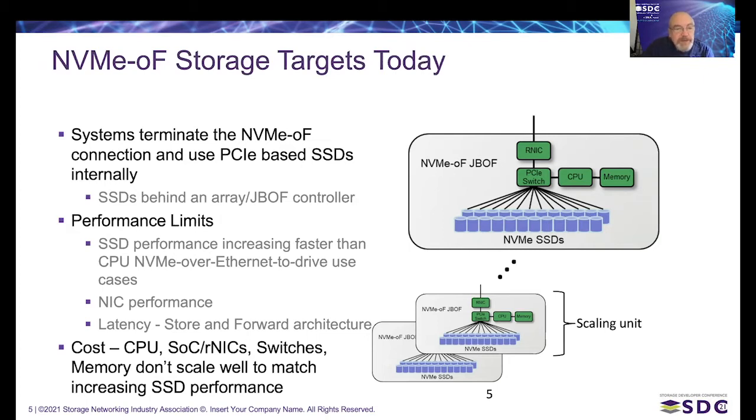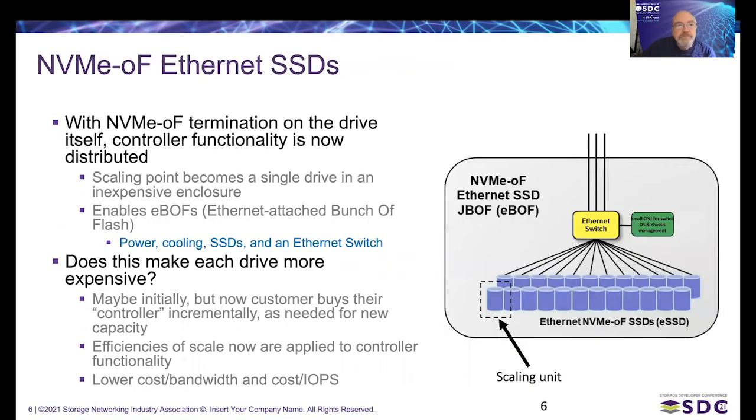So there's a cost: a CPU, there's RNICs, there's switches, and the memory have to be bought when you buy the system, even if you don't fill it with drives. So the scaling unit is quite large. With NVMe-oF Ethernet SSDs, the only thing that front ends the drives is an Ethernet switch. And that doesn't need any CPU to scale more and more drives. At some point, you run out of space in your enclosure, you buy another enclosure, which is fairly inexpensive, and then continue adding drives as you need to add more capacity.